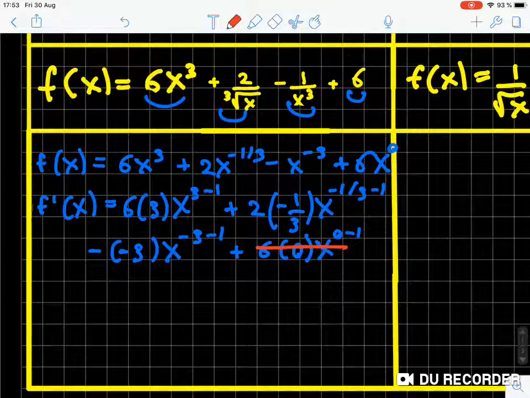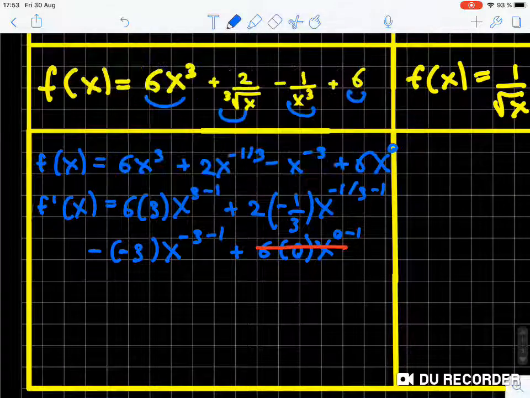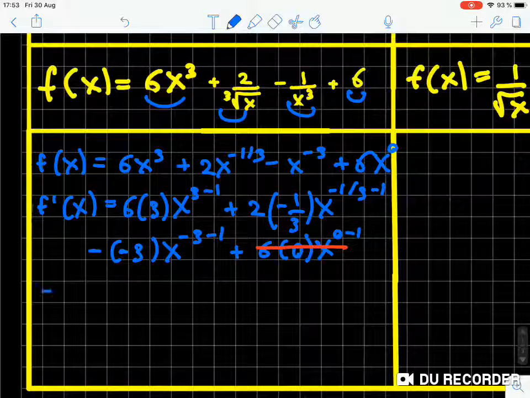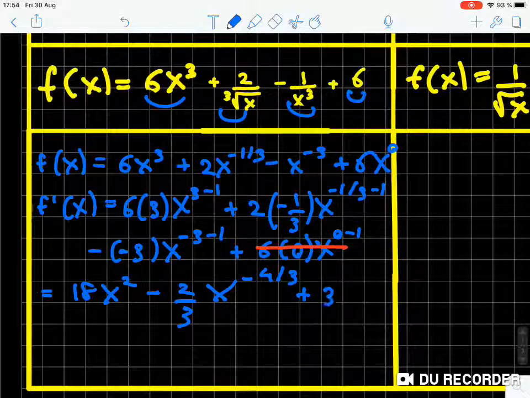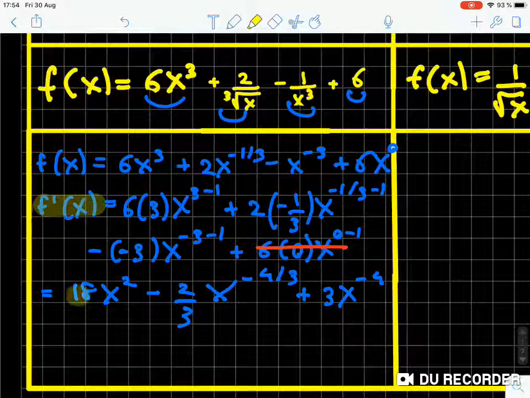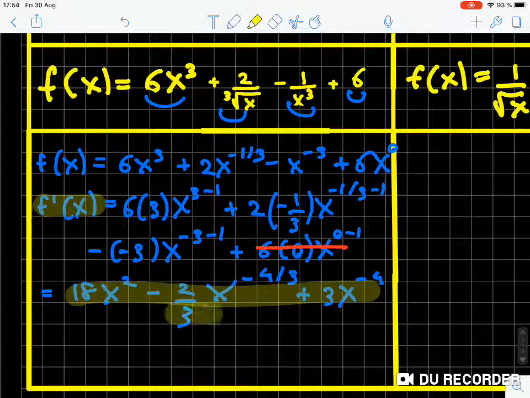Okay, so this is equal to 18x to the power of 2 minus 2/3 times x to the power of minus 4/3 plus 3x to the power of minus 4. And that's it. Okay, let's get on to the next one.